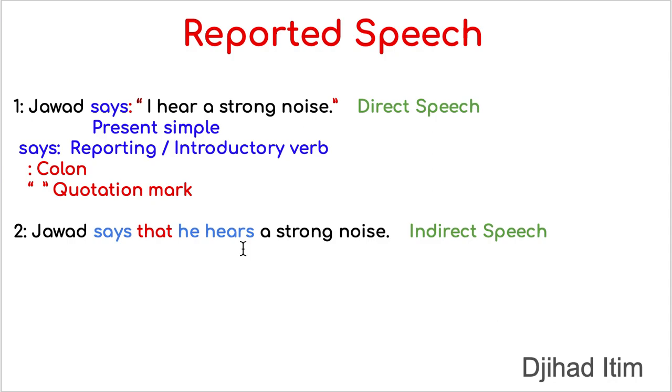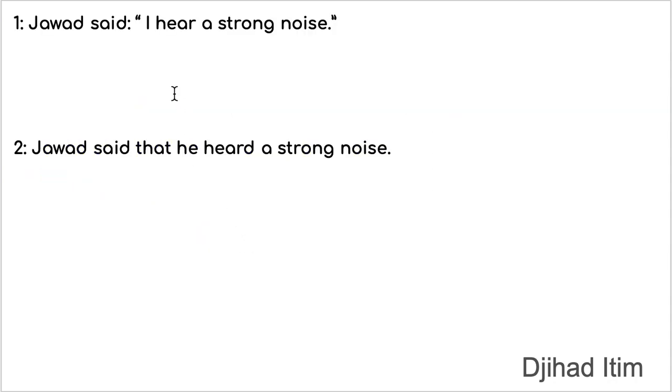So now we move to the second one. We have here, Jawad said, "I hear a strong noise" in the first example. In the second example, we have Jawad said that he heard a strong noise. So what do you notice here? Clearly the first sentence is in the direct speech and this sentence is in the indirect speech, right? So the introductory verb here is in which tense? It is in the past simple tense, okay?